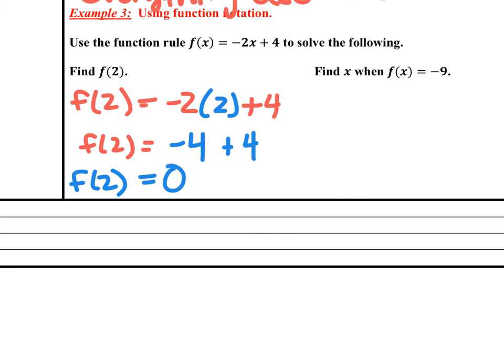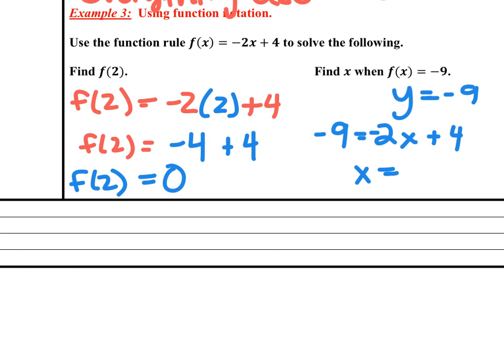Last one, find x when f of x is equal to -9. Remember, this is just a fancy way of saying y. So if y is equal to -9, put that in for your output, see what your input would be. So -9 would have to be equal to -2x plus 4. Solve that equation. If you solve it correctly, you should get x equals 6.5.